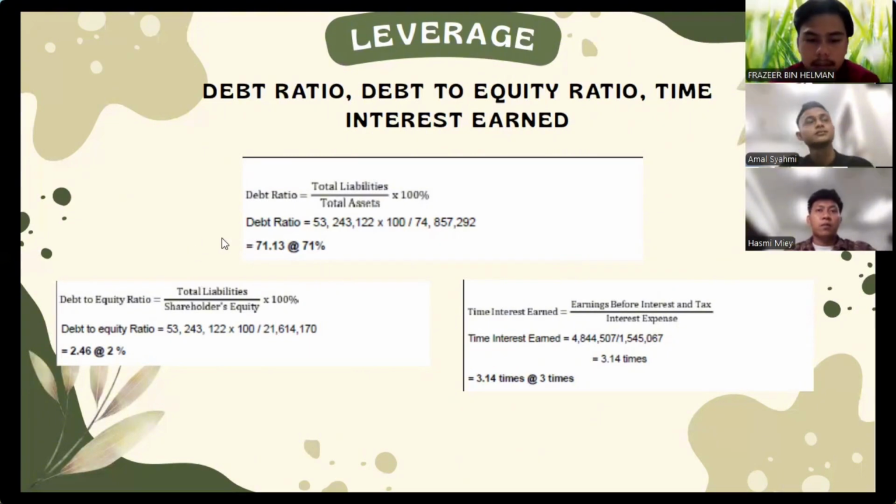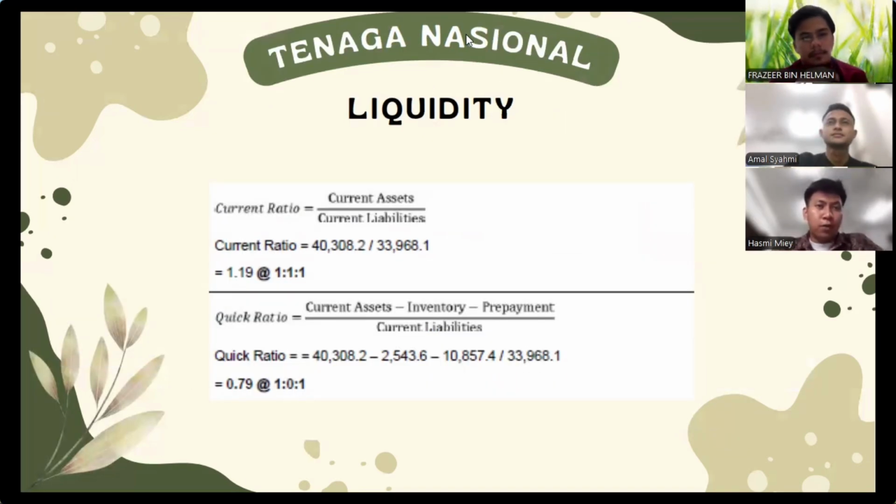And the times interest earned is calculated by dividing EBIT by finance cost. And the result is 3.14 times, showing that YTL Power can comfortably cover its interest expenses. So now I will present the financial performance of Tenaga Nasional Berhad.